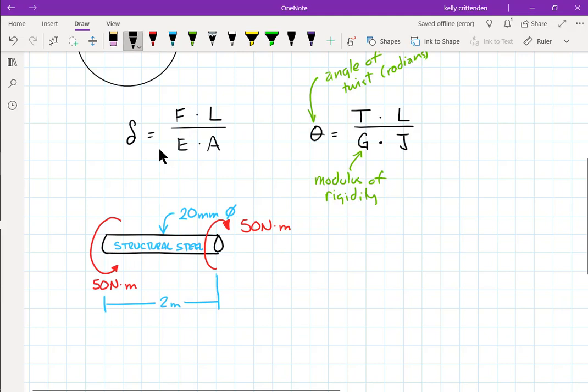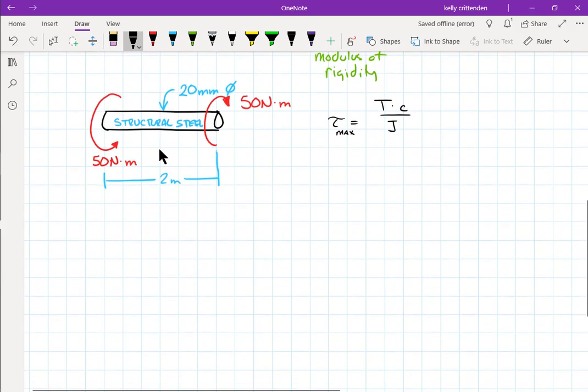So just to remind ourselves from last time, tau equals T times, or let's do tau max. Tau max equals T times C over J. The torsional shear stress does not care about the length of the shaft. It doesn't care about the material of the shaft. It just cares about how much torque is applied.